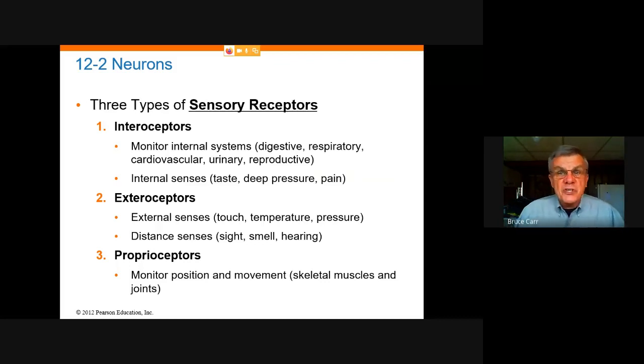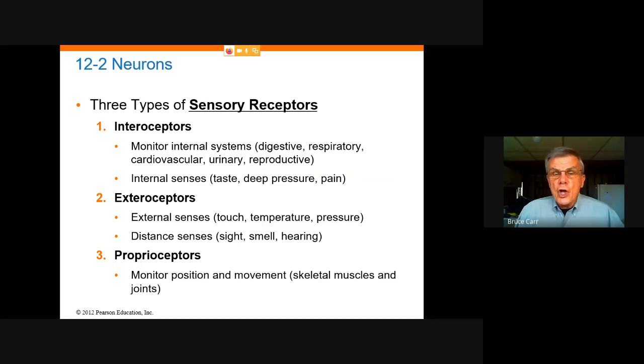Three types of sensory receptors begin our story, and interoceptors are what are monitoring our internal systems. So when you talk about digestion, respiration, heartbeat, urinary, and reproductive functions, you're talking about those autonomic systems that pretty much regulate themselves. Also, interoceptors are important in our internal senses, like taste, deep pressure, and pain.